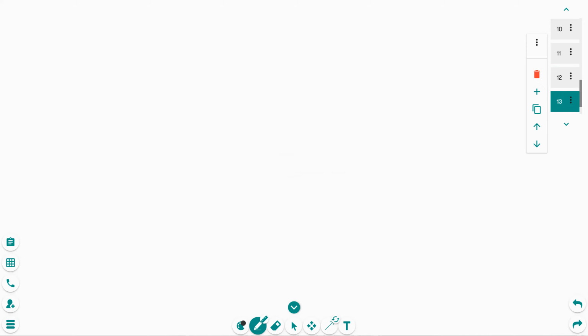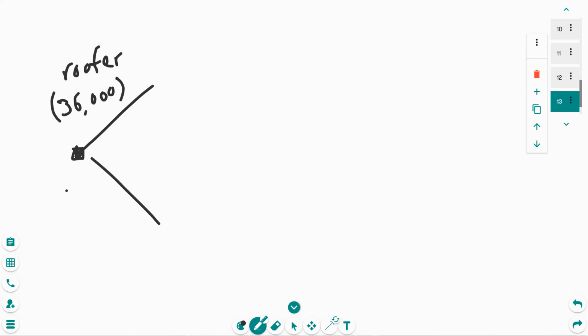But if we make that assumption, we can set up a decision tree just like we did before, where our choices are to be a roofer and earn $36,000 per year, or to be a fisherman and earn $38,000 a year.